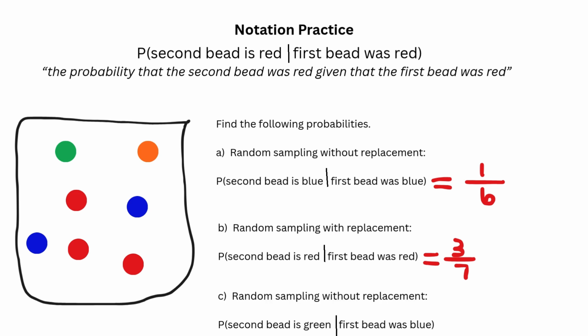And then lastly, let's look at sampling without replacement. Probability the second bead is green given the first bead was blue. The first bead is blue and it says without replacement, so I'm going to keep the blue bead out. Now look at the green. There's only 1 green bead, so that didn't change. The number of green beads did not change. It's still 1, but the total number of beads in the bag decreased because I've got one blue one sitting out on the table. So that probability is 1 out of 6.